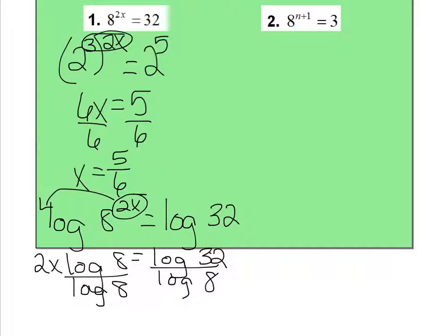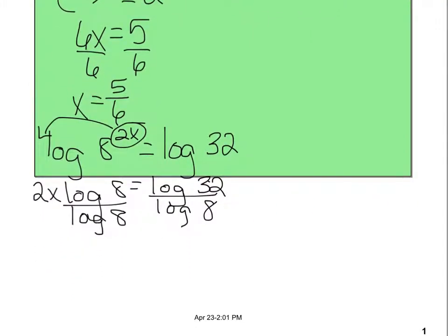So if you have log 32 and divide it by log 8, you get 2x is equal to 1.6 repeating. And then in your calculator, you would then go divide by 2. And x would equal 0.83 repeating. If you typed in 5 divided by 6, you also got 0.83 repeating. So both methods do work.